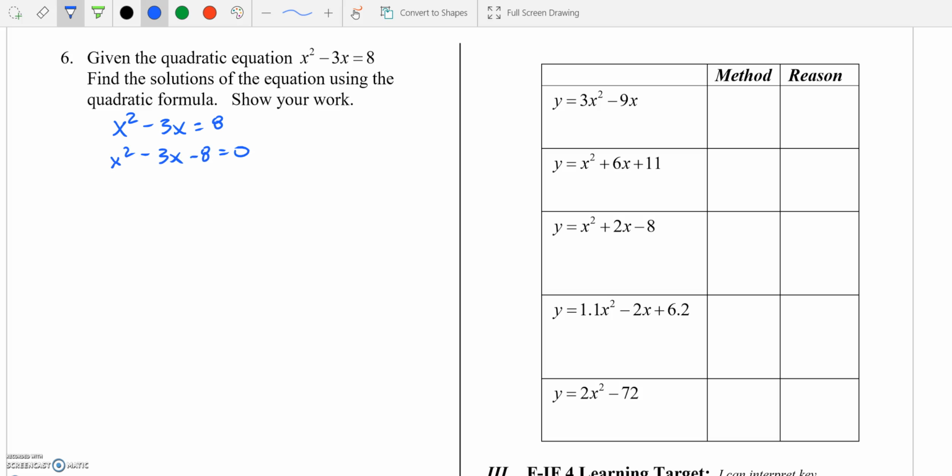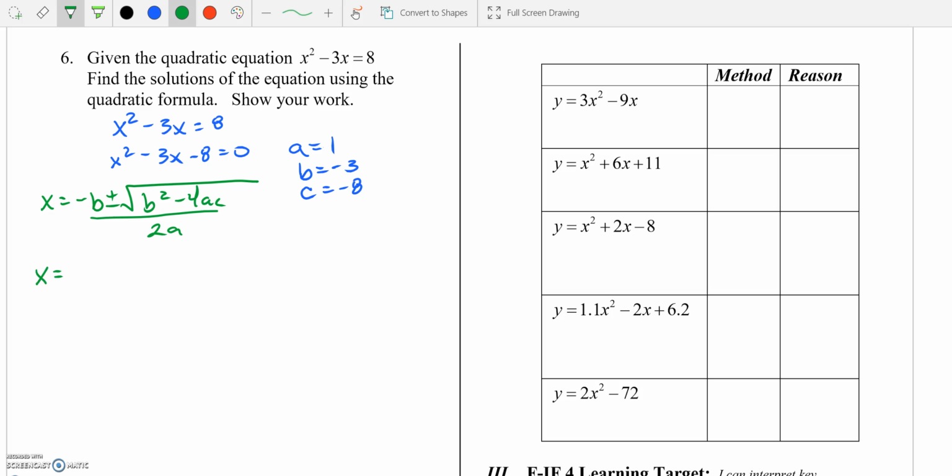And I can use the quadratic formula. So a equals 1, b equals -3, and c equals -8. And remember, our quadratic formula was x equals negative b plus or minus the square root of b² - 4ac, all divided by 2a.